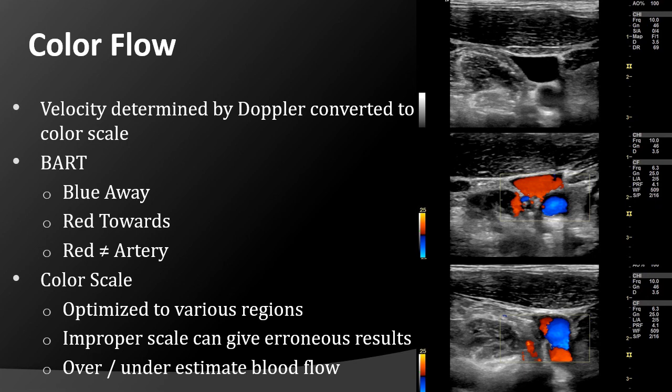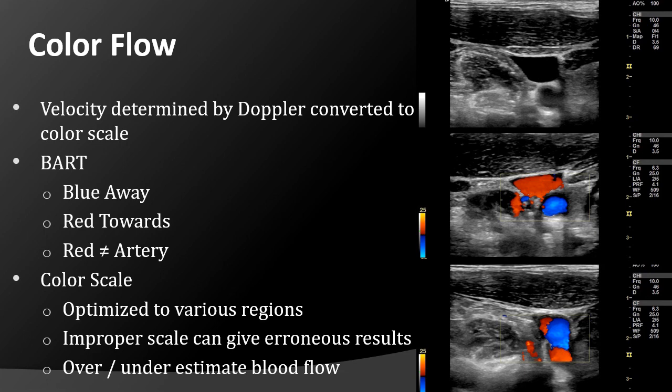represented as red. Now, if we were to angle the probe towards the patient's heart, the image would flip. So blue away would correspond to venous flow flowing away from the probe towards the heart, and arterial flow leaving the heart traveling towards the head and towards the probe in this particular case, represented as red.